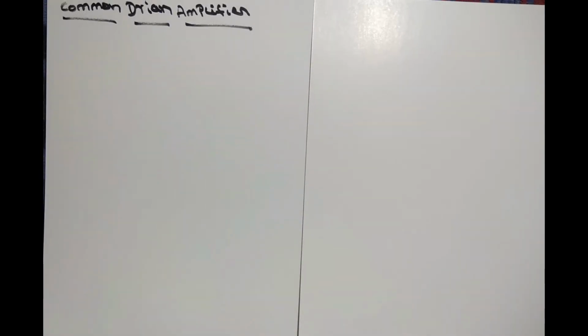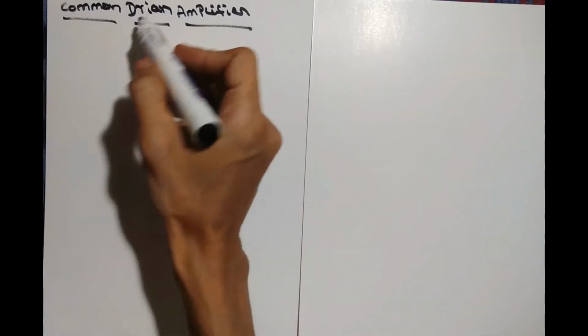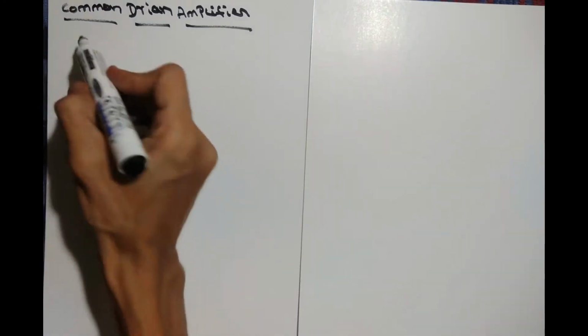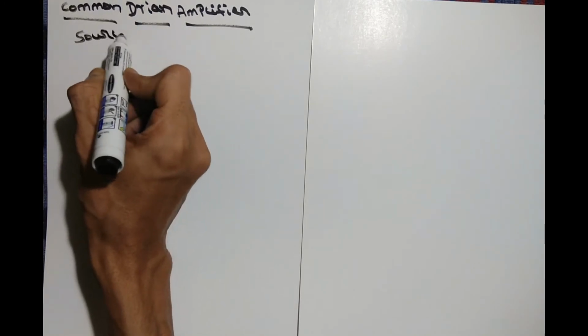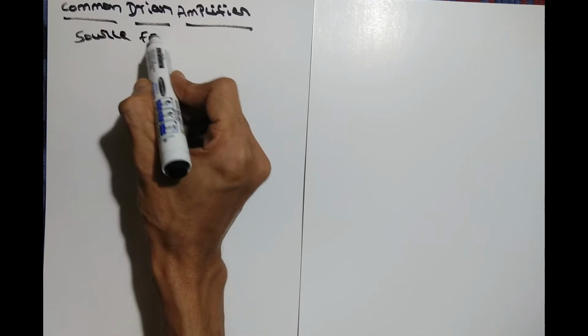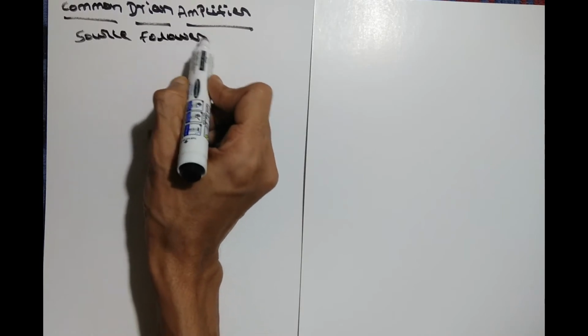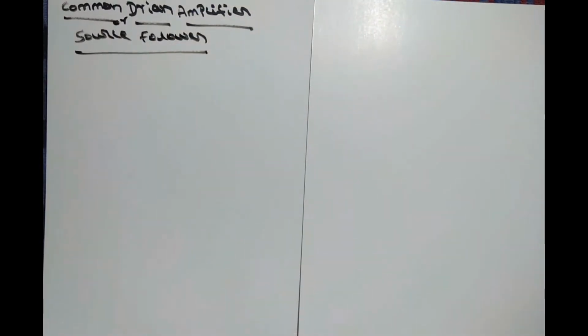Hi everyone. Next we move on to the next topic, the common drain amplifier. The name itself says this is a common drain. So the drain is the grounded terminal, and here we have the gate as the input and the source as the output. Because the output is taken from the source, it is also known as a source follower. Why? Because the source is the output and the gate is the input. So source follower amplifier is another name for the common drain amplifier.